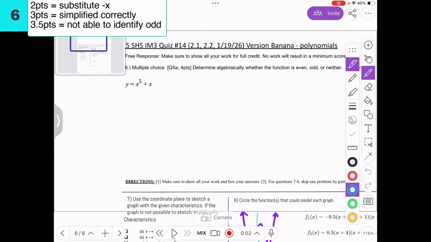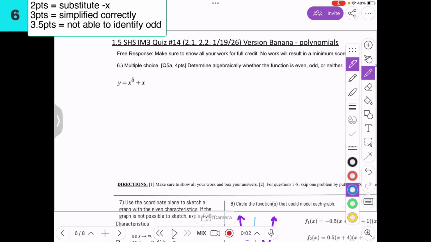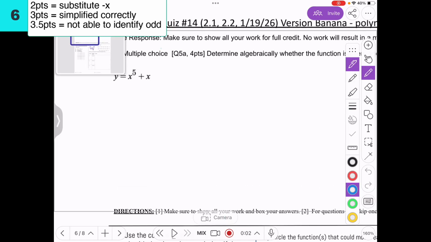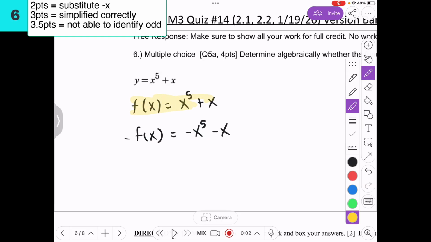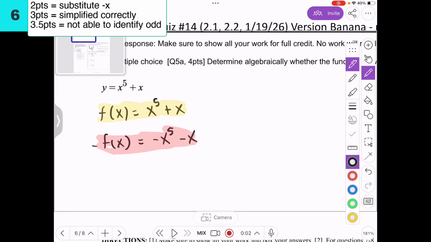Alright, next up we have problem 6, where they're asking you to determine whether the function is odd or even algebraically. This is something we actually covered last semester, where we first had to identify what our original function is. In this case it is x to the 5th power plus x, and then from here we had to multiply the entire function by a negative so that we can get our negative version, right? So we identified our original and we also identified our negative version. Once we have both of these, all we have to do is just plug in a negative x.